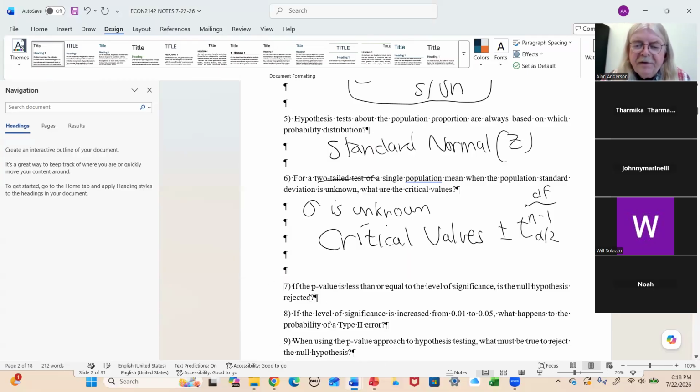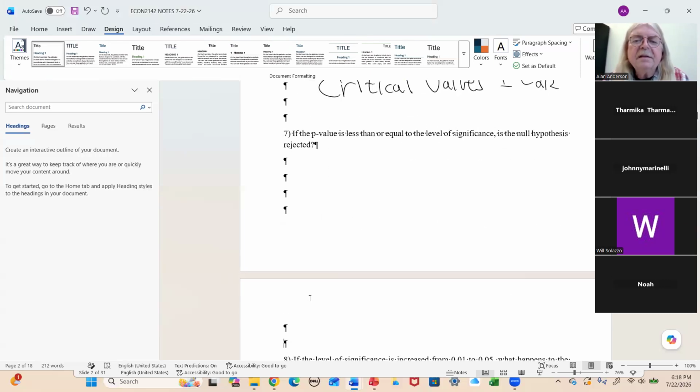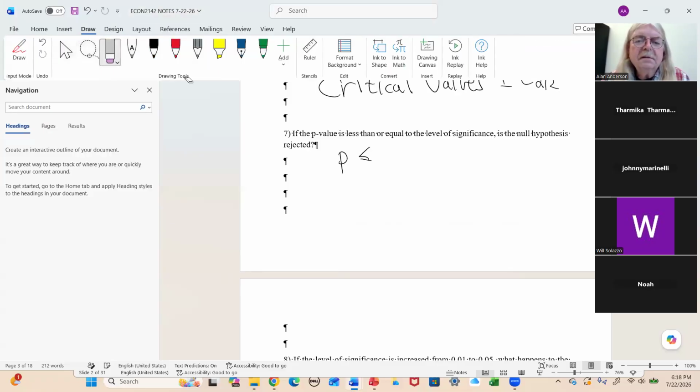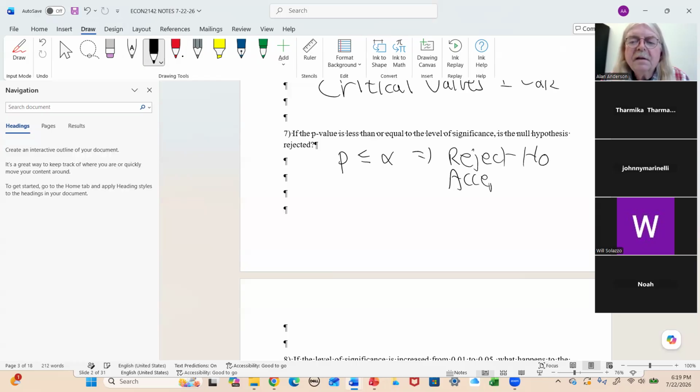All right, 7, if the p-value is less than or equal to the level of significance, meaning this, of course, that means we reject the null hypothesis and accept the alternative. So the answer to the question is yes. I mean, if this showed up in MindTap, yes would have to do the job.